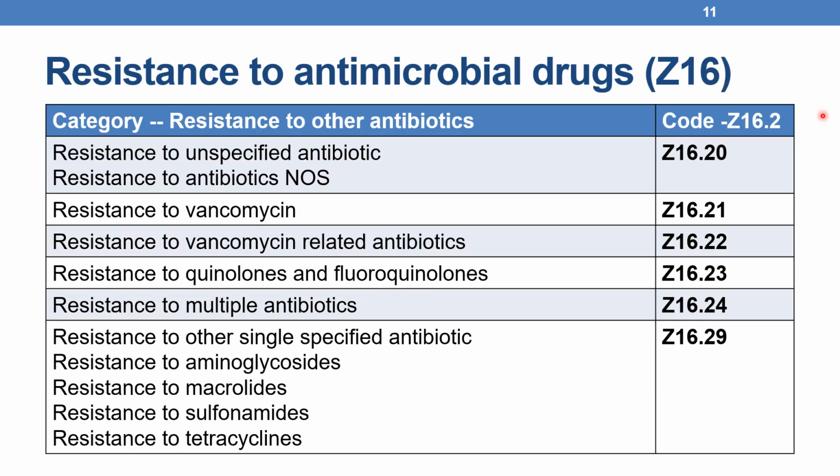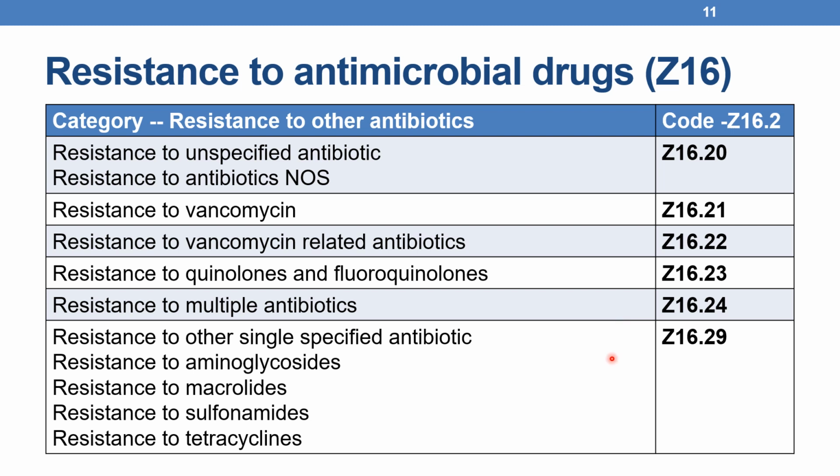The next is subcategory Z16.2. First code is resistance to unspecified antibiotic or resistance to antibiotics NOS. The code is Z16.20. The next is resistance to vancomycin. The code is Z16.21. Next, resistance to vancomycin related antibiotics. That is Z16.22. Next, resistance to quinolones or fluoroquinolones is given by the code Z16.23. The next is resistance to multiple antibiotics. It is given by the code Z16.24.